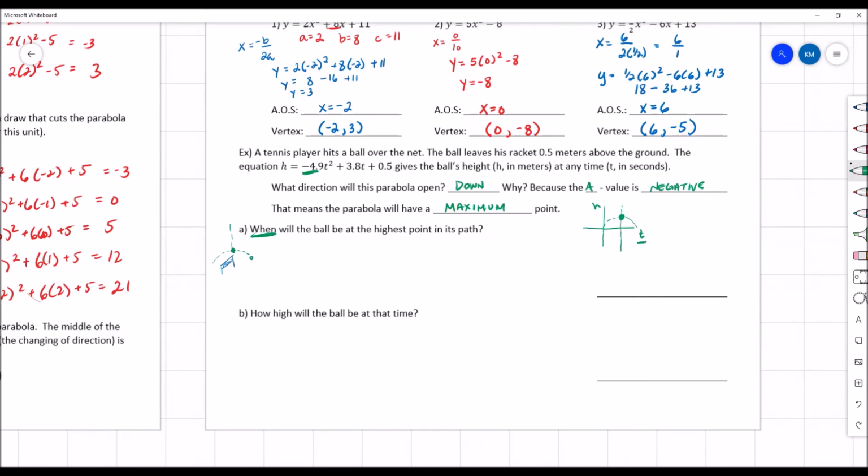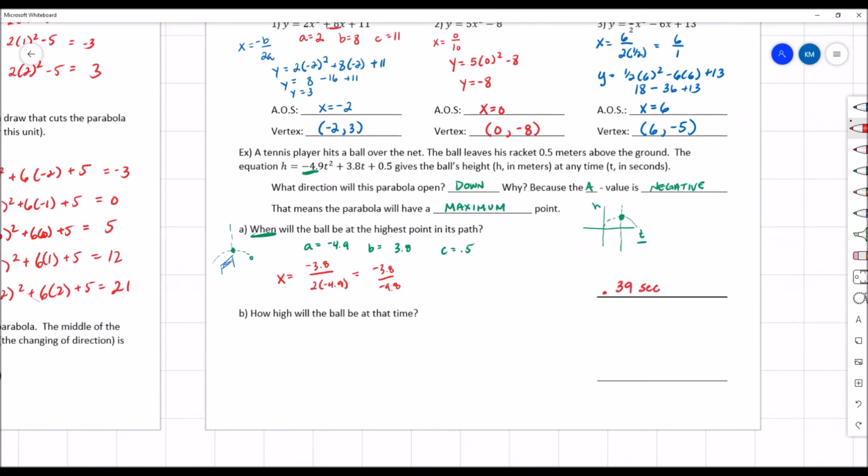Okay, with the function negative 4.9t squared plus 3.8t plus 0.5, we can identify our A value, our B value, and our C value. Okay, with that identified, we're going to plug it in to find our axis of symmetry. X equals opposite B, negative 3.8, over 2A. Okay, and so as we do that, negative 3.8 over negative 9.8, and that gives us 0.39 seconds.